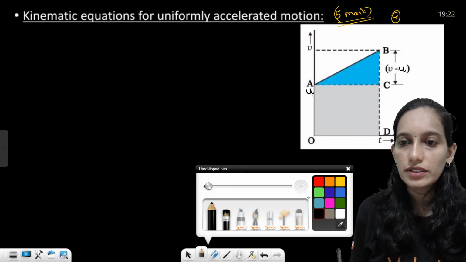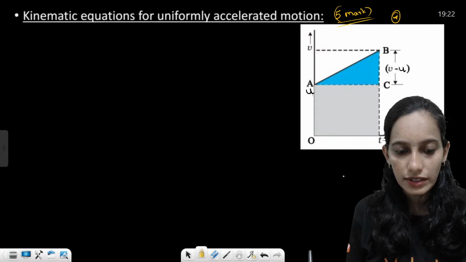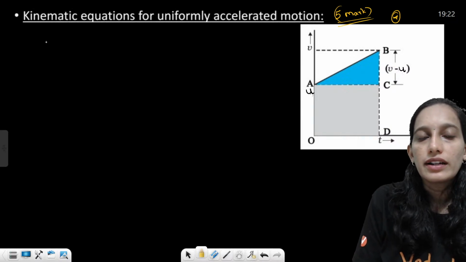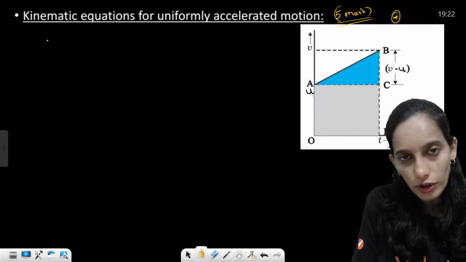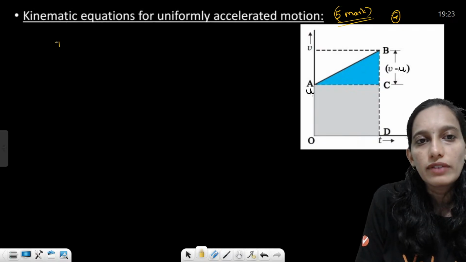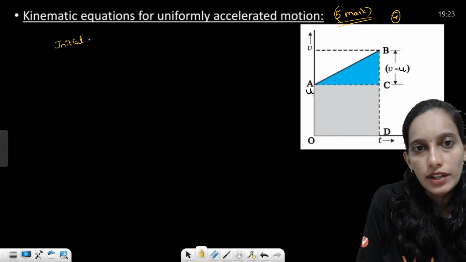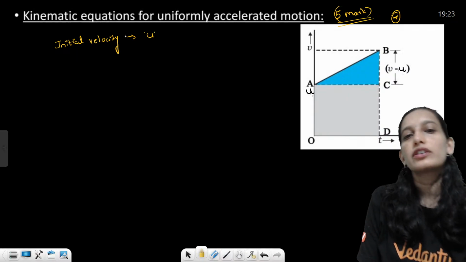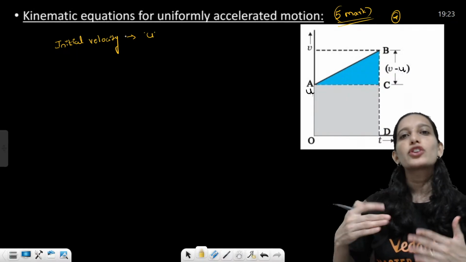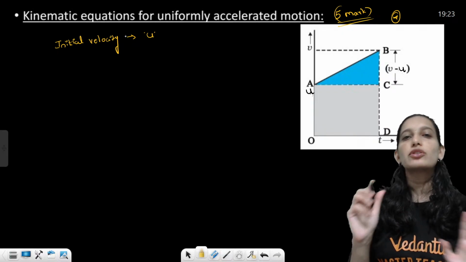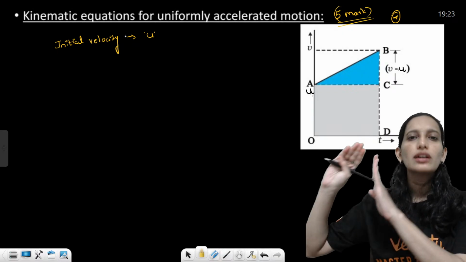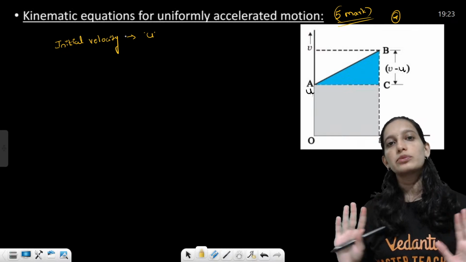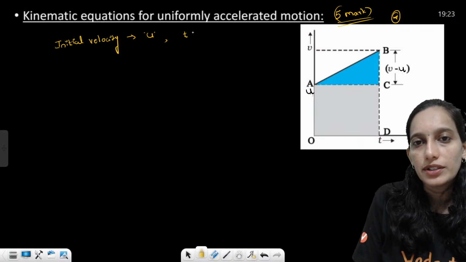Okay, so let us understand what this graph is representing, and let us consider all our notations clear first. We are considering an object or a body which is having initial velocity u. That is the usual representation I take for initial velocity. If you are comfortable with the notation v naught, that's your choice. You can take v naught or whatever you want, but you have to specify what you are taking. I am taking u as my initial velocity at time t equals 0.